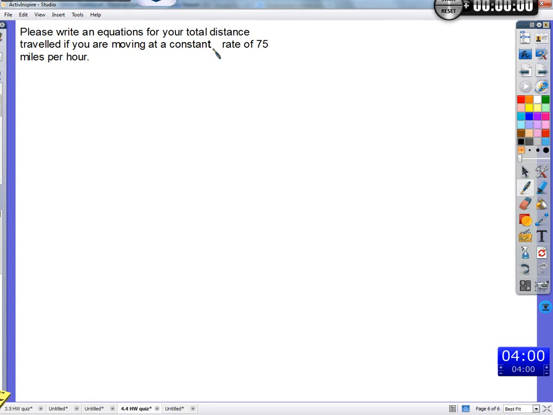So, if you want to write an equation or a formula or a function to represent the situation, all you have to do is think, if I'm going 75 miles an hour, and I want to know how far I've gone after 2 hours, what would I do to calculate how far I've gone after 2 hours? Driving 75 miles an hour, as it says in the speedometer, you do that for 2 hours, how far have you gone?